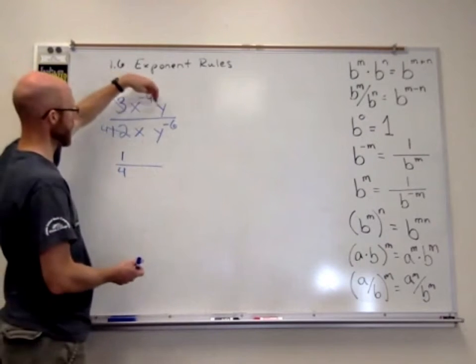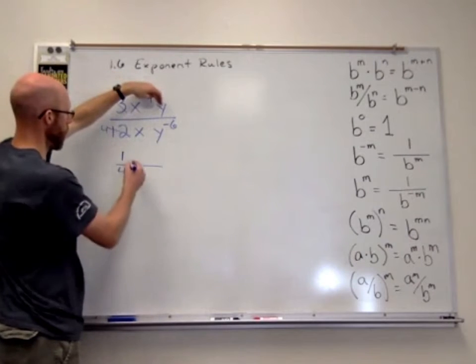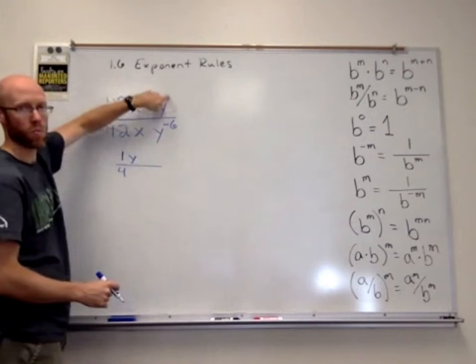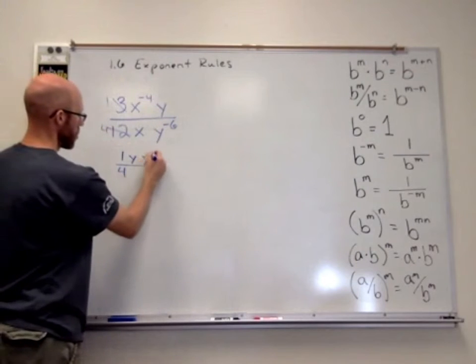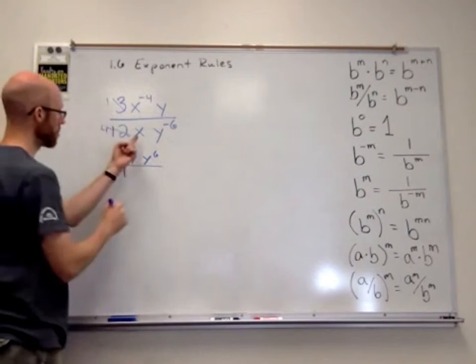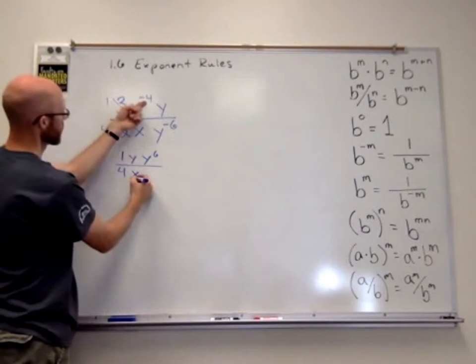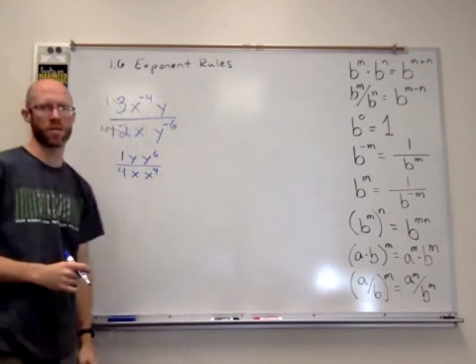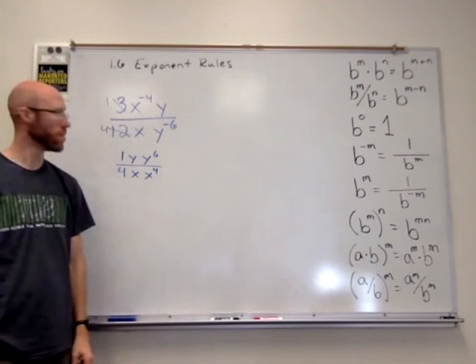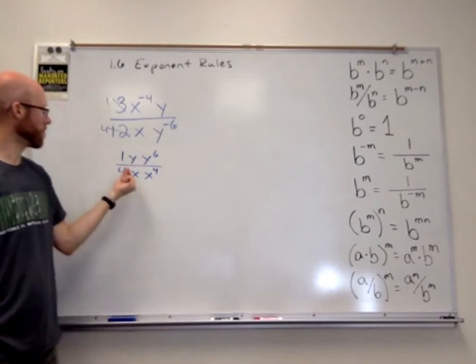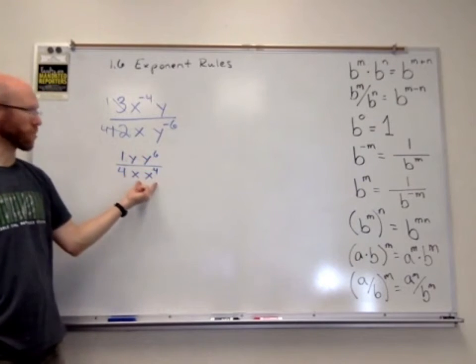So on top I'd have a y, and the y to the -6 would pop up to the top with a positive power, so it'd be y to the 6th. On the bottom I have an x, and the x to the -4 pops down to the bottom as a positive 4. Then I can combine those because they're on the same side of the fraction.